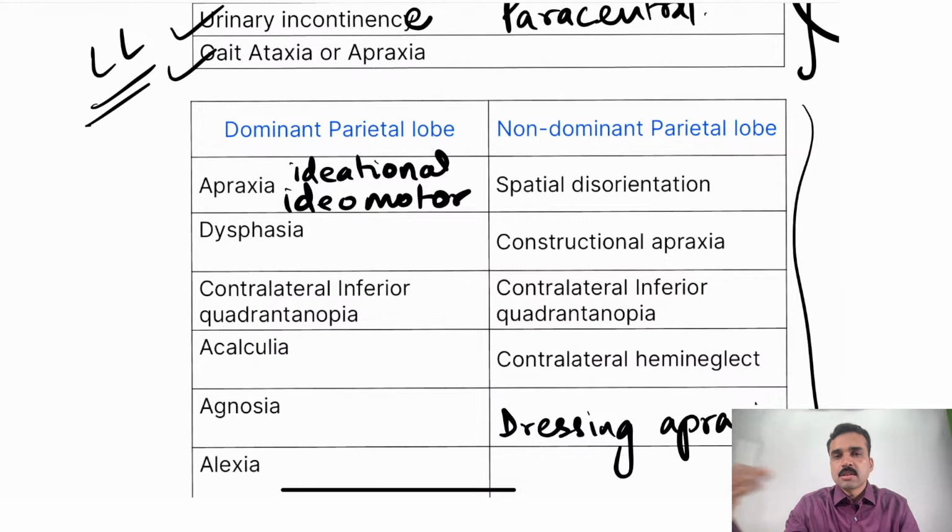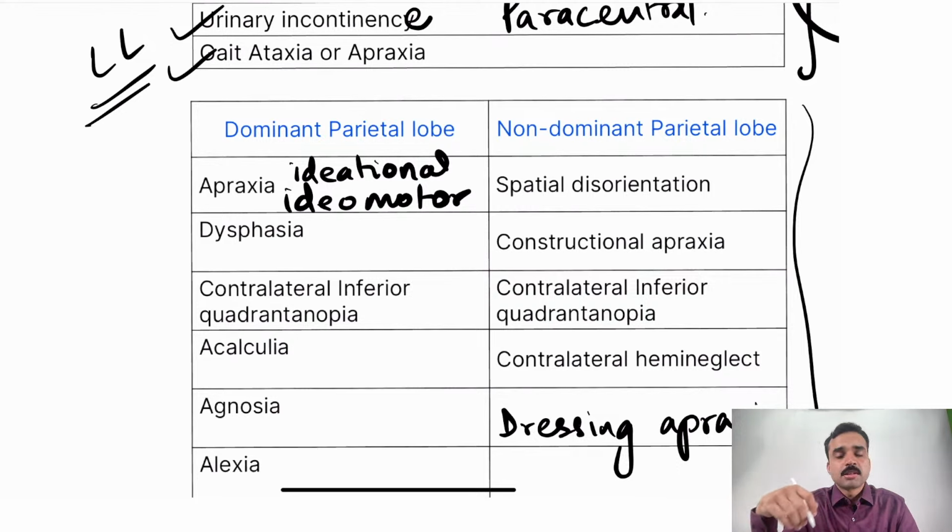Instead, if the examiner instructs, pick up the toothbrush in your right hand, apply the toothpaste, bring it near your mouth, open your mouth, then start brushing, he'll do it. So step by step, if individual small steps are described, he is able to do it. He is able to function. But if he is asked to integrate all this, though he knows how to do it, he is not able to do it. That is called ideomotor apraxia.